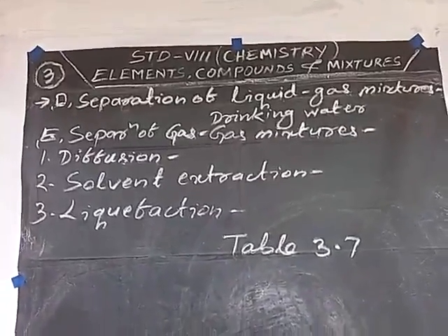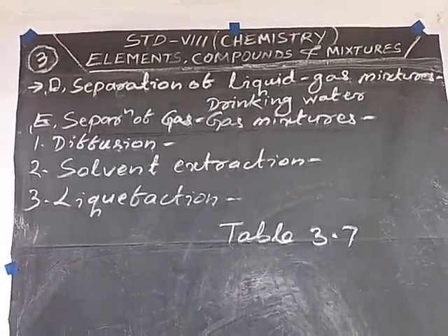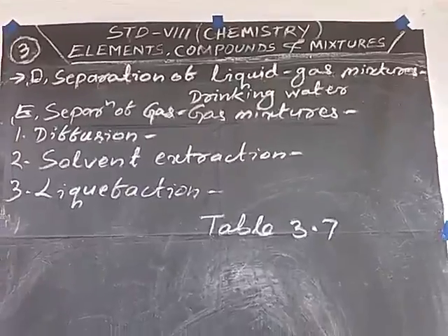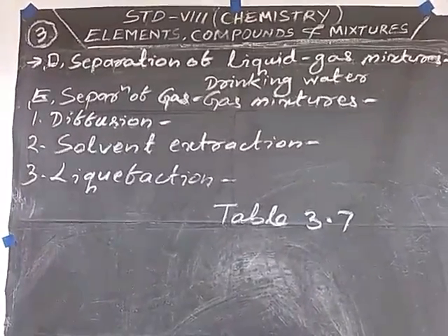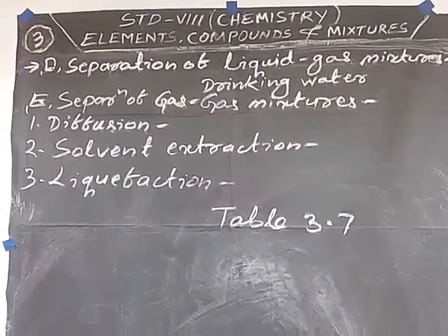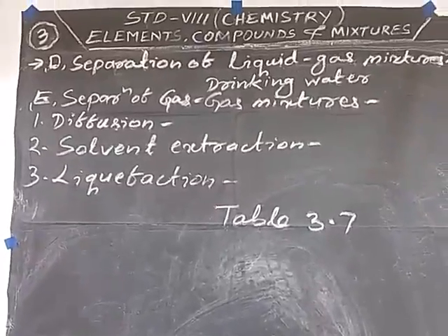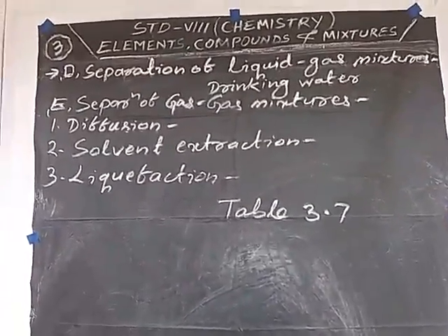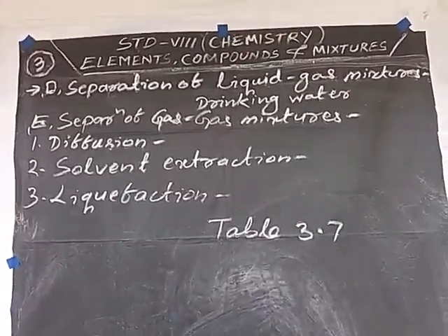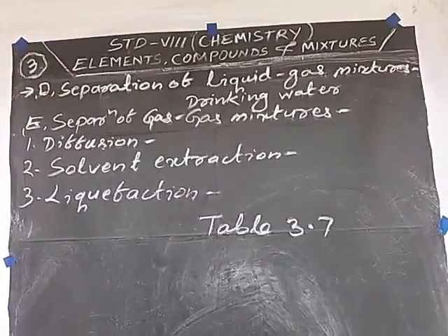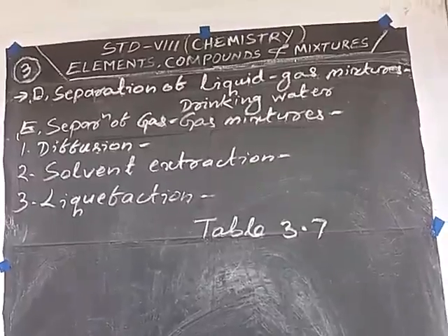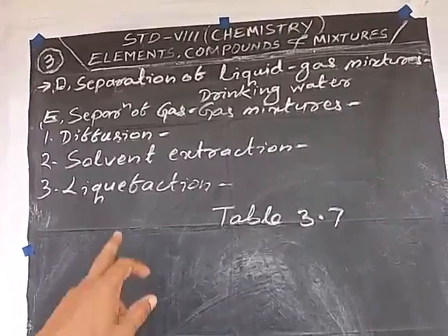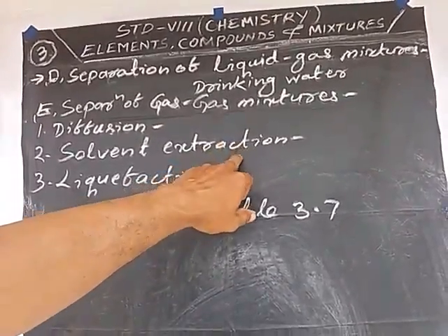Then the solvent extraction method. These methods depend upon the fact that some gases dissolve in water or some other solvent while some gases do not or are less soluble. For example, a mixture of carbon dioxide and carbon monoxide can be separated. Carbon dioxide is highly soluble in water, while carbon monoxide is very less or sparingly soluble in water.